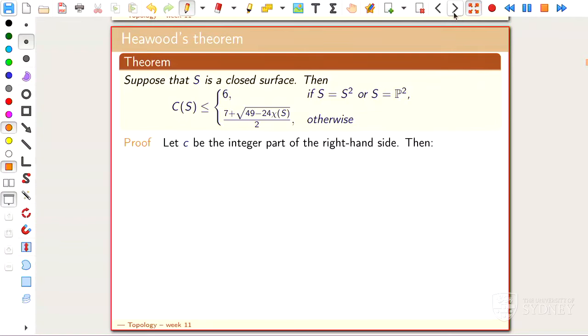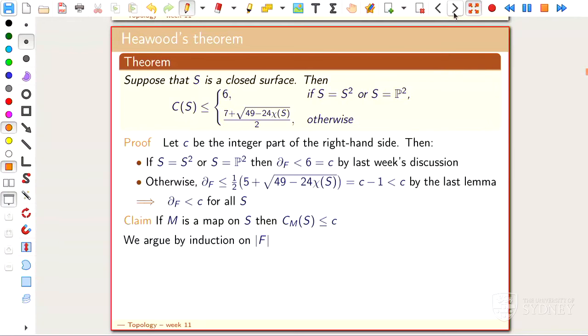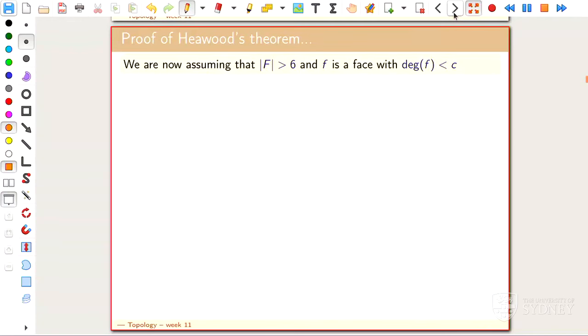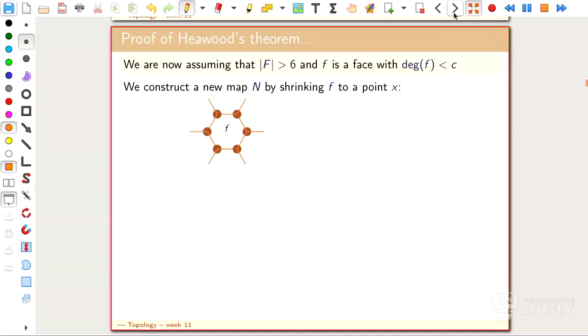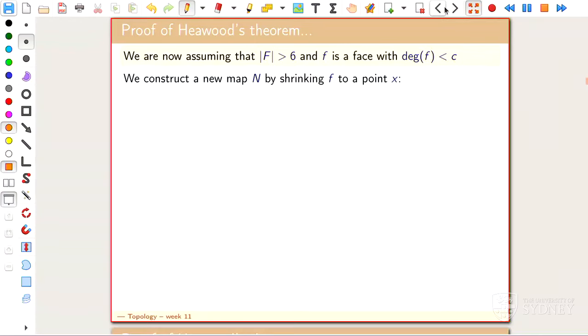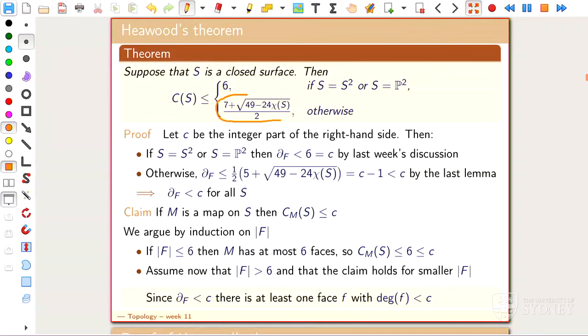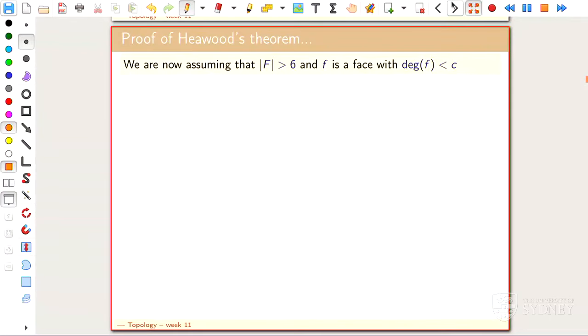Okay, and let me show you the proof. There's actually only one idea involved. Let me just go through it. You could read it on the other slide, it's not very exciting. After some small cases that you eliminate when you have not enough faces to do anything, let's assume that the number of faces is at least 7, so it's bigger than 6. Okay, and we have some face with some degree smaller than c, and c is just this number here. All right, so let's say we have some face of that form.